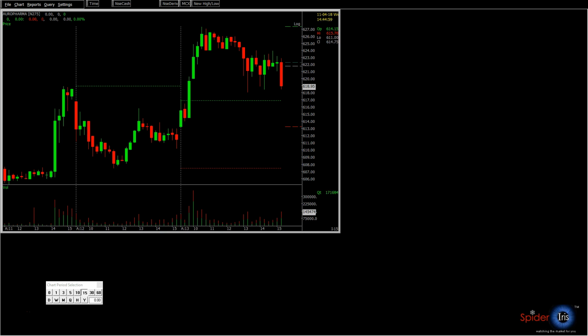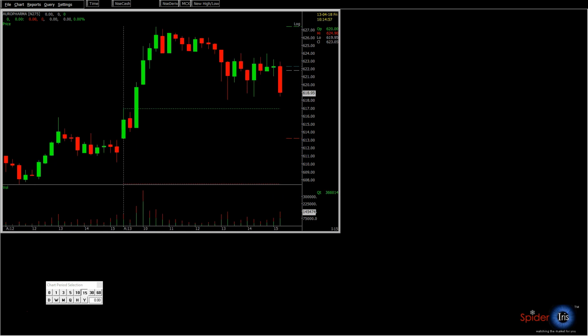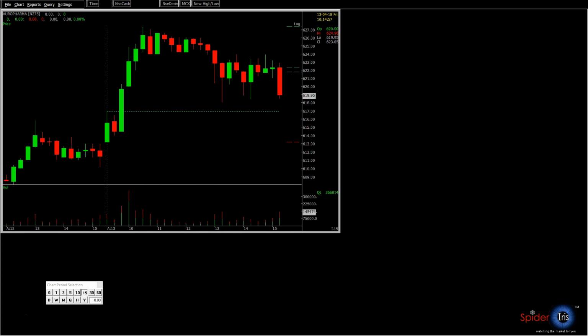It could not break the high of the previous day or the low of the previous day, right? So there was an indecision between the buyers and sellers, and an inside candle was formed. Now coming to the possible entry and exit.